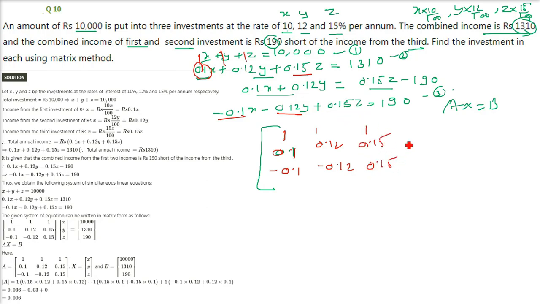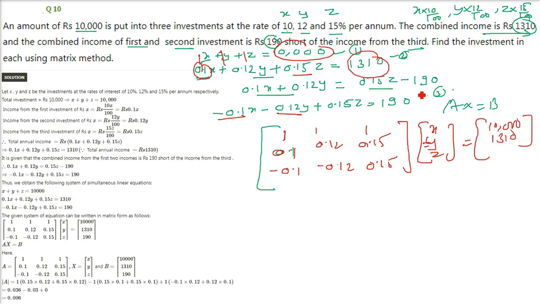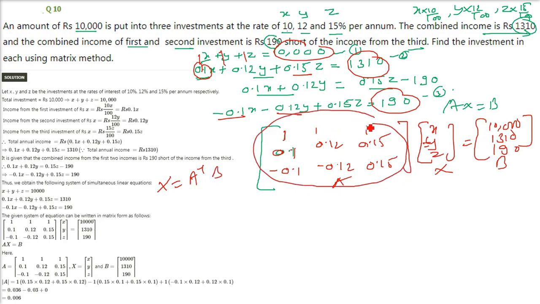So now we have this A. Now let us multiply this with X, Y, Z, because we have three variables, and this is equal to 10,000, 1310 and 190. That is the right hand side constants we are talking about. This is A, this is X, and this is B. So you have to find X equals A inverse B. So for this matrix, you have to find the A inverse. I hope you now have a fair idea about finding the inverse. Multiply it with B, so matrix multiplication is also involved, and you can just equate this to X, Y, Z.